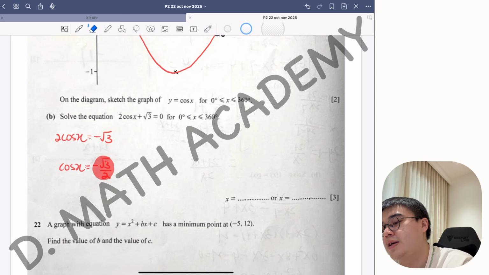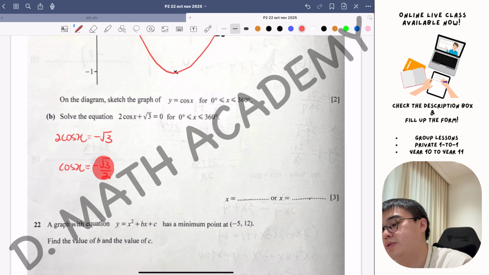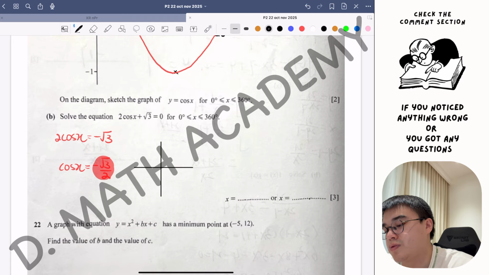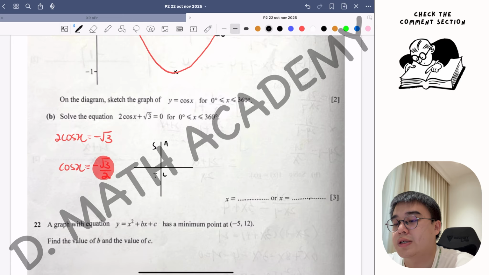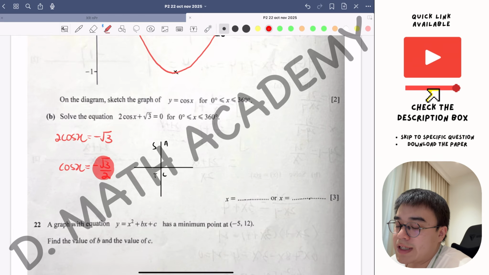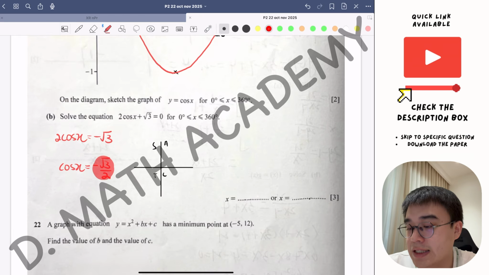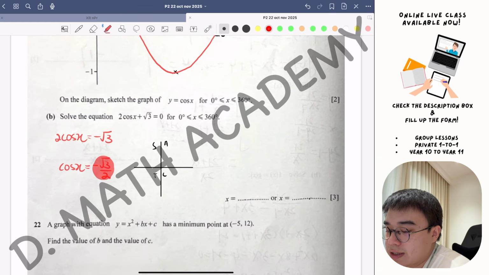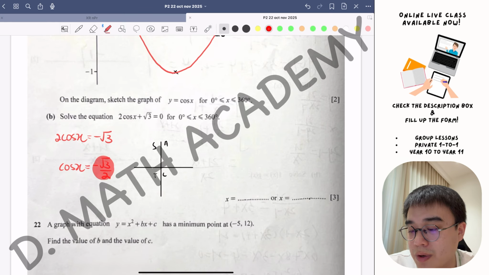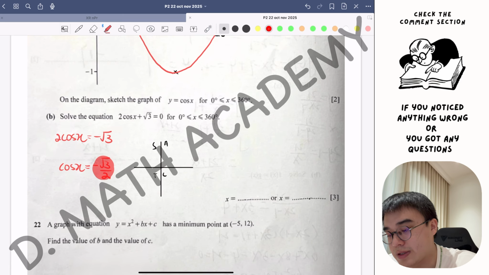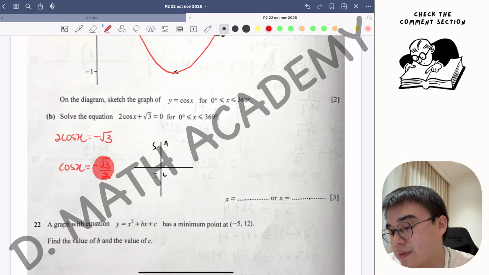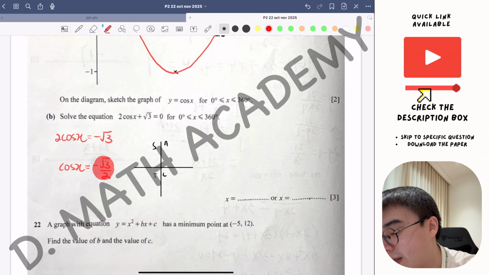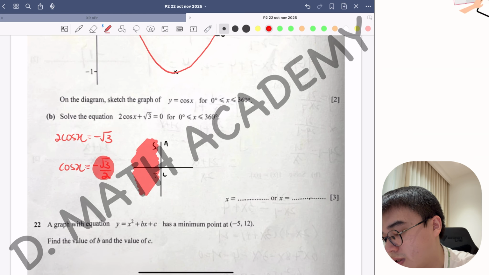And for me, I always force my students to draw out the graph. Okay, because without this, you won't be able to do anything. Okay, so the cosine turns out to be negative. ASTC: A stands for everyone will be positive in that particular section. S stands for sine is positive. T stands for tan is positive. C stands for cos is positive. So for cos to be negative, it must be located on the S and T region.